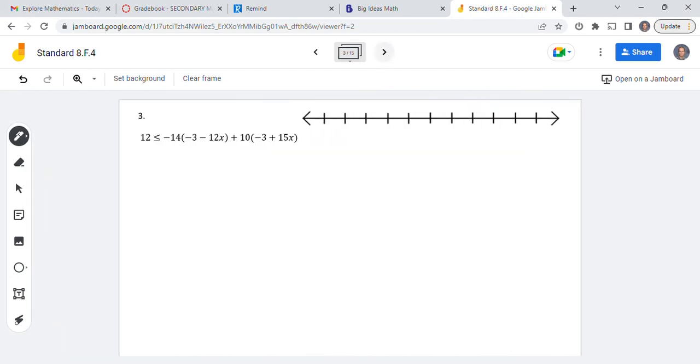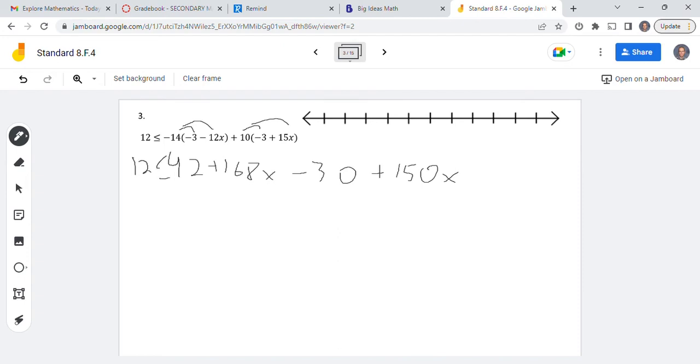On here we have to do the distributive property in a couple of different places and start combining like terms. -14 times -3 gets us +42 there. -14 times -12x gets us +168x. When we distribute the 10 times -3 gets us -30, and 10 times 15x gets us +150x. Haven't done anything to the other side, so we have 12 is less than or equal to.